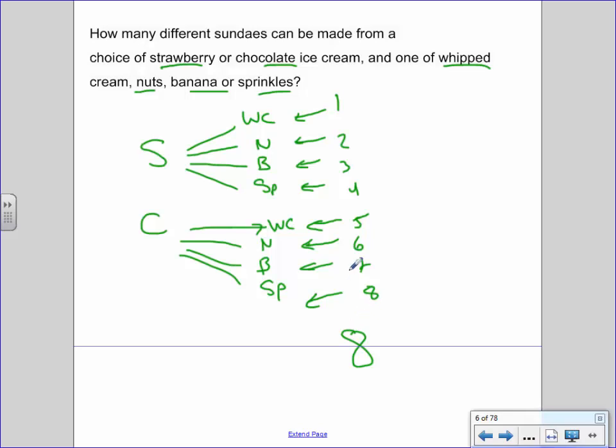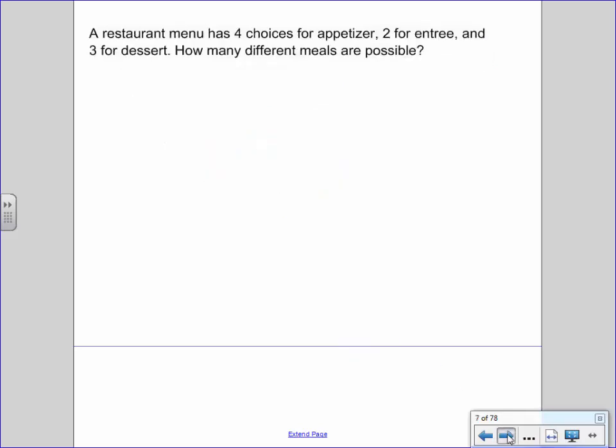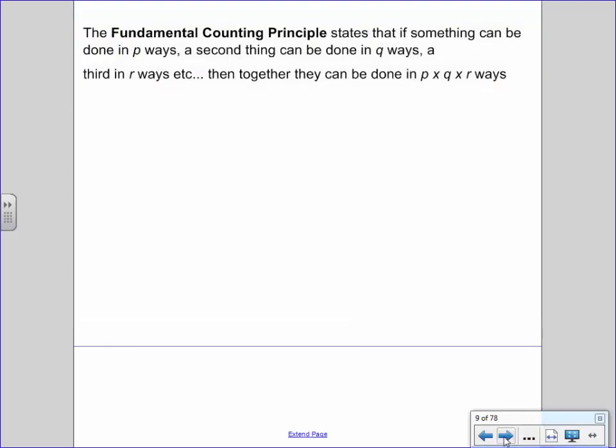I've got to show you some different logic. It's called the fundamental counting principle. Skip ahead to this slide here. We'll do that in a second. I'll do that one in a second. Skip to this slide first.